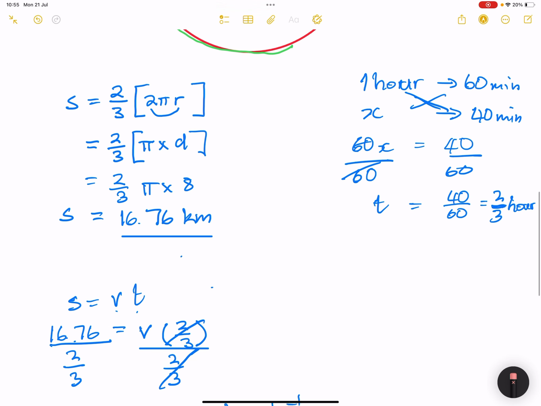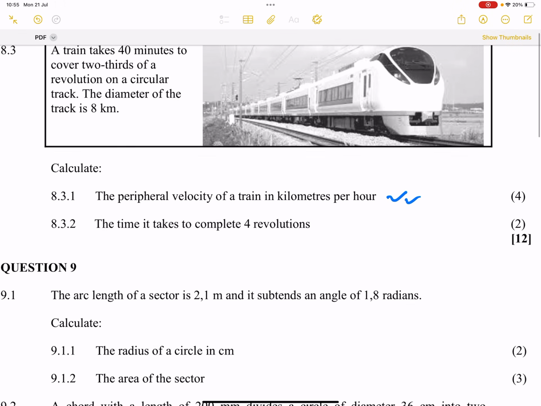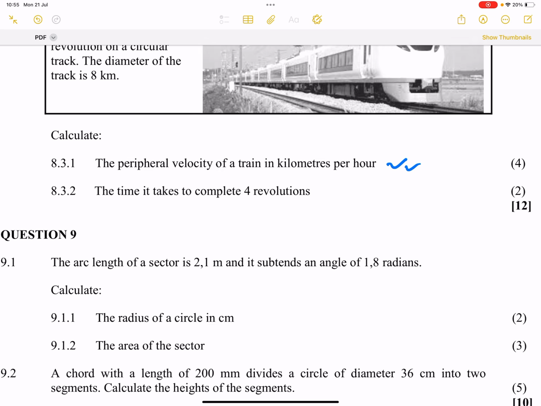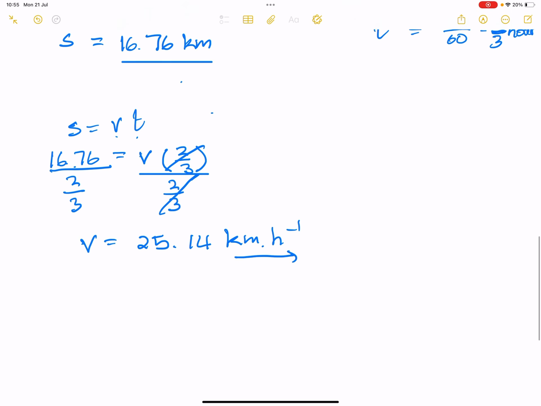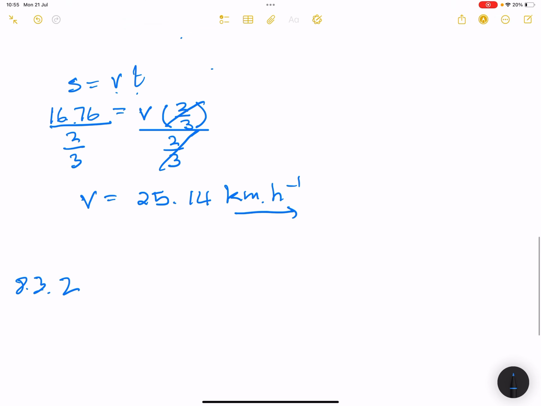All right, now let's go on to the next question. They say to us, calculate the time it takes to complete 4 revolutions. Okay, so how I choose to approach this one, we want to now obtain 8.3.2. So we want to find out how long it will take to complete 4 revolutions. Actually, there are 2 ways in which I can show you how to do that. But let me start with the first one.